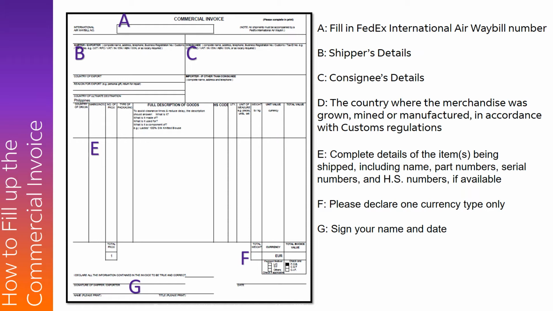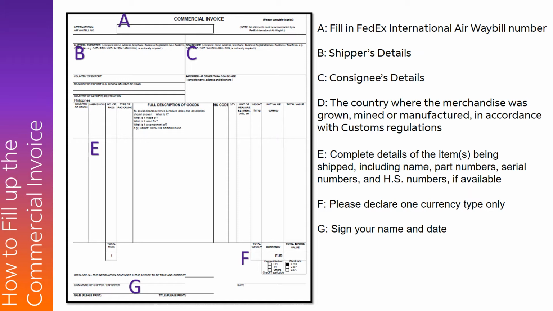Fill in the FedEx International Area Bill number on letter A. Next is B and C, which is the shipper details and consignee details. Make sure to fill in complete name, address, telephone number, business registration number, customs or tax ID number as required.